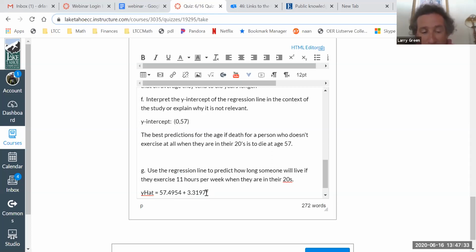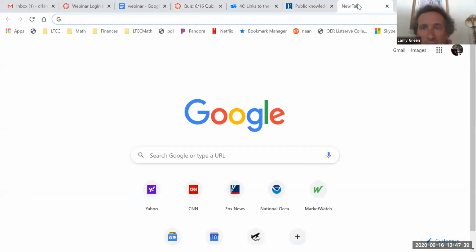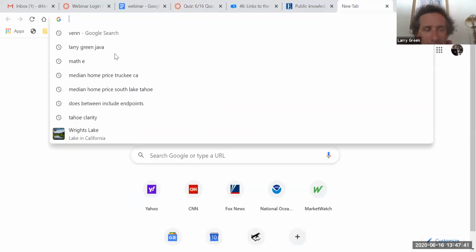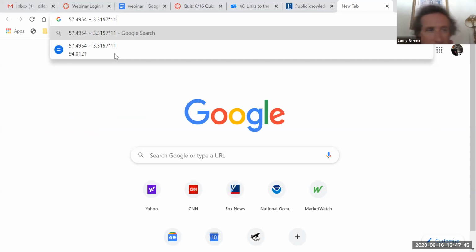So I'm going to go times 11, and then Google is my friend. On the final, of course, you're going to have to use the calculator that's installed in Proctorio. And it gives you about 94. You want 94 and not 94 years and a month, because trying to say that you know to the month when someone's going to live, when they're in their 20s, good luck. Okay, so 94.